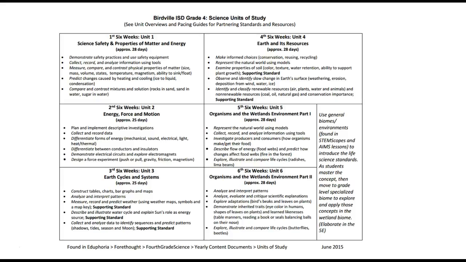Okay, so here's a view of where we've been this year, and we're here down in the 6 weeks for Unit 6, just looking at where we were in the fifth 6 weeks. We are wrapping up producers and consumers and looking at how each of those make and get their food, the flow of energy in food webs and how changes would affect those, and then life cycles specifically in radishes and lima beans.